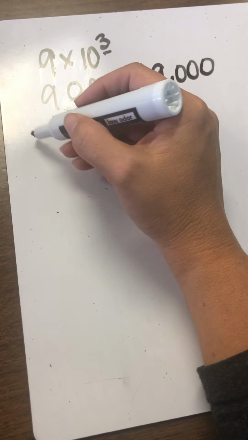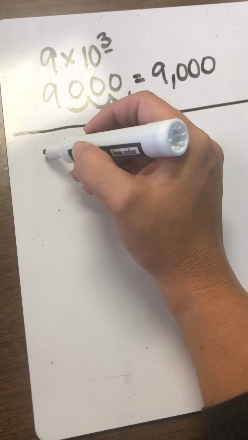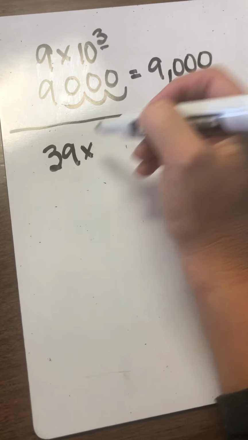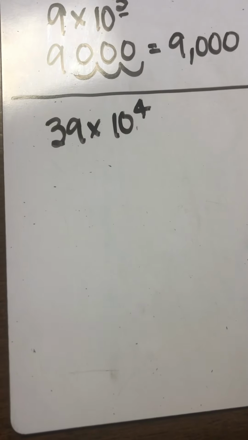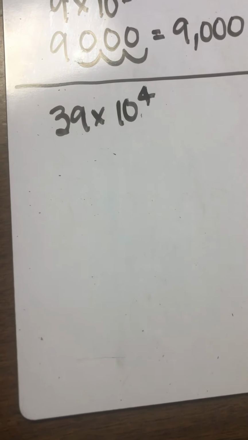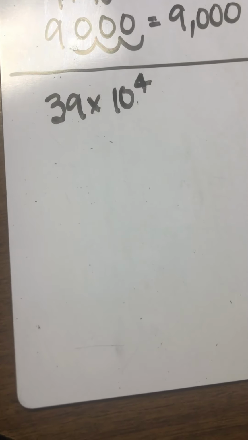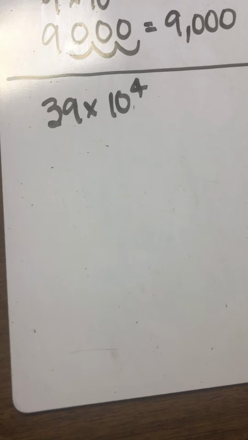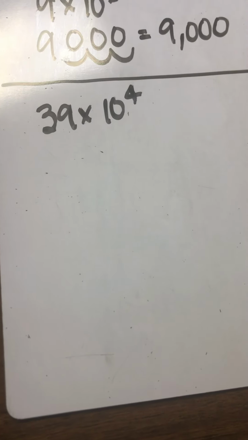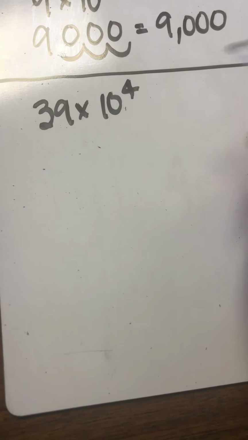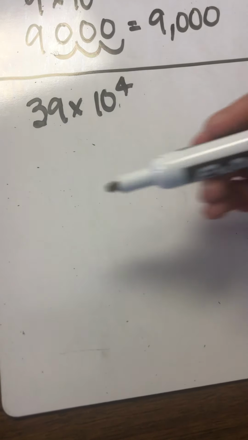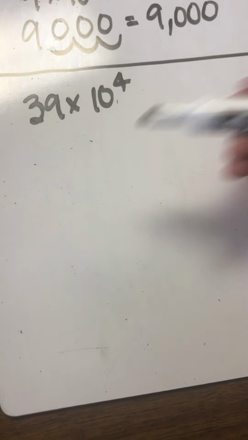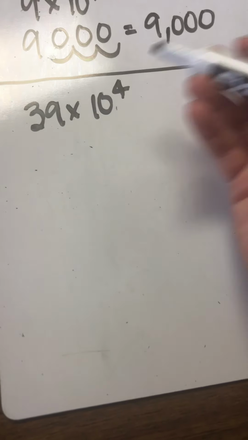Our second example is 39 times 10 to the fourth power. By the way, ask your child, why are we shifting up? They should tell you we're shifting up because we're multiplying. If we were dividing, which we will in just a second, we will be shifting back. Place values increase if we're multiplying, decrease if we're dividing, or multiplying by a fraction.